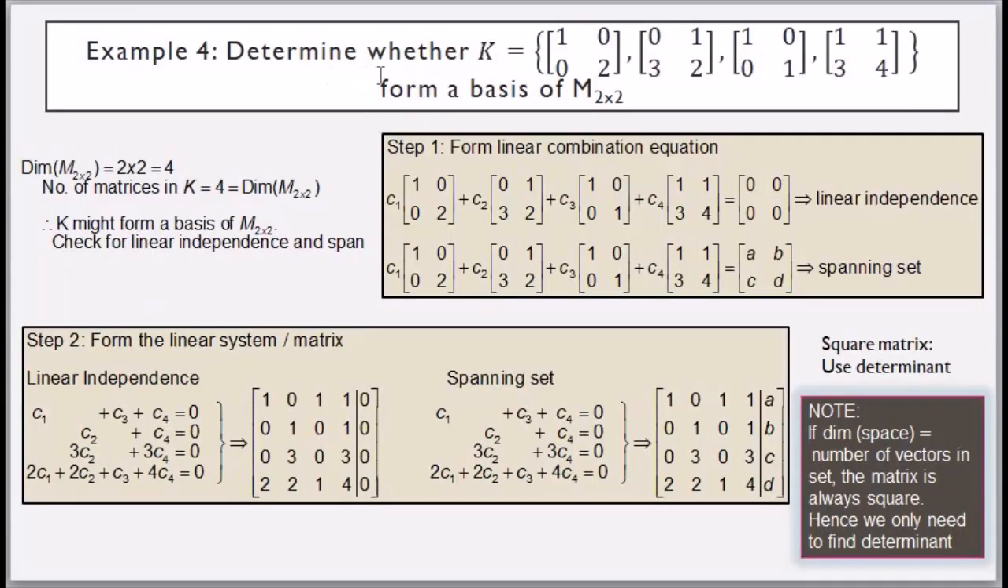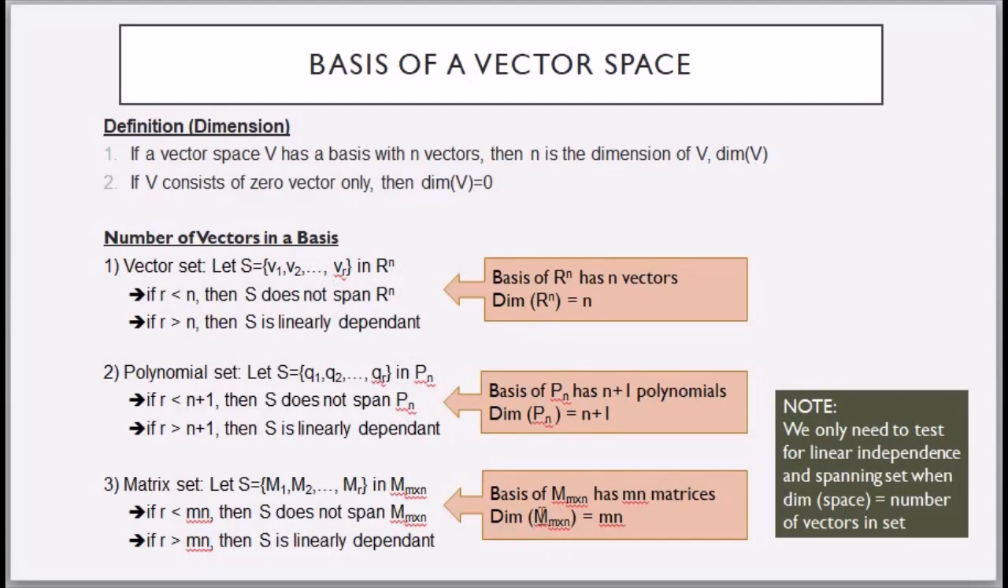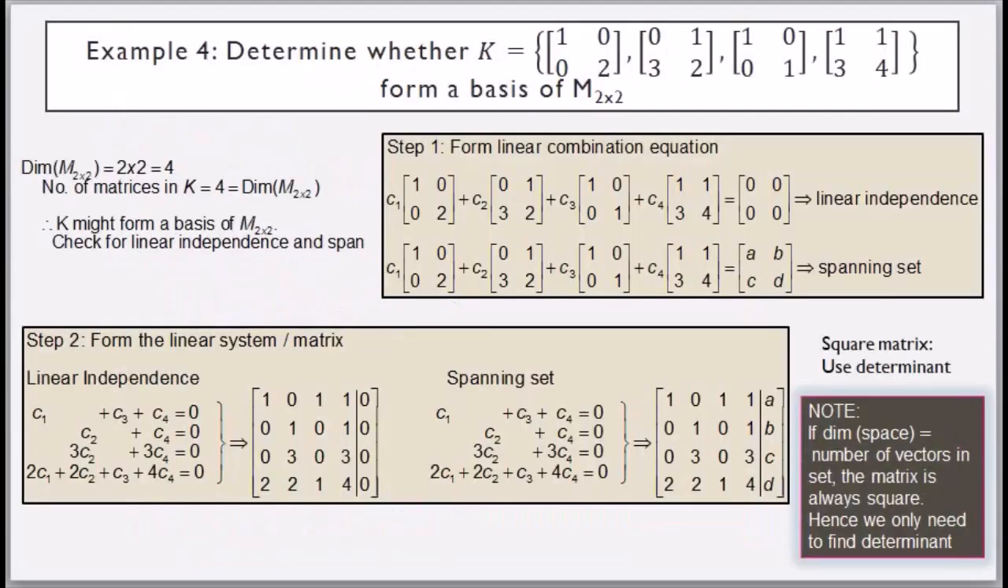Example 4, determine whether K forms a basis of the matrix space M 2x2. First, we must find the dimension of 2x2 matrices. To find the dimension, matrix M by N equals M multiplied by N. So 2x2 matrices equal 2 multiplied by 2 equals 4. The number of matrices in K: 1, 2, 3, 4. So 4 equals the dimension. Then K might form a basis. We need to check for linear independence and span.